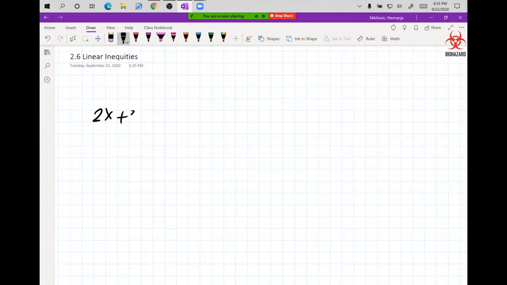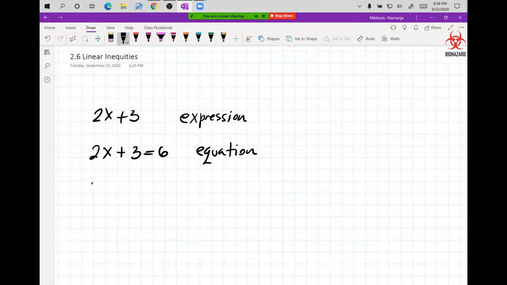So we know when you see something like 2x plus 3, this is just called an expression. Now, when you see 2x plus 3 equals 6, that's known as an equation. And if you see it as 2x plus 3 less than 6, it's an inequality. So these are the three structures, three creatures, that you encounter in algebra.